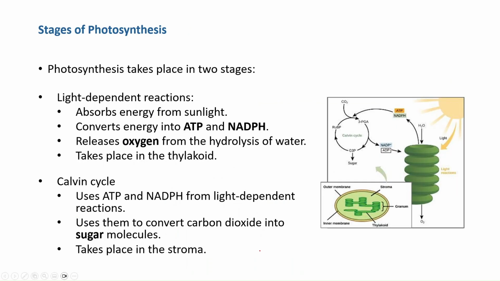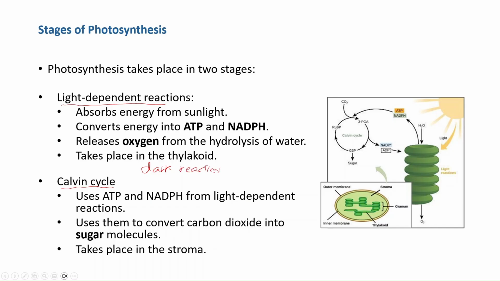So let's move on to the actual photosynthesis. 2 stages. Remember, we have 4 stages with cellular respiration, so this is easier. You have the light-dependent reaction and the Calvin cycle. Once again, you're going to run into different names depending on the book. Some people call this, they don't use it anymore, I don't think, but you may run into it, the dark reaction.